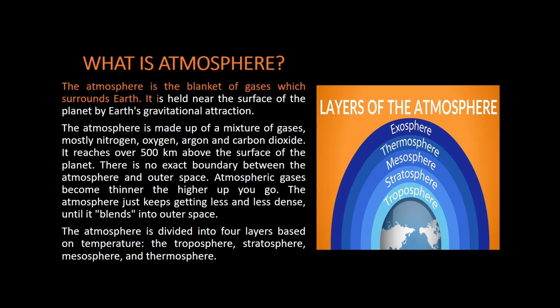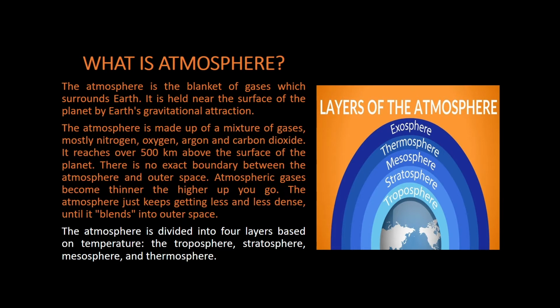The atmosphere is the blanket of gases which surrounds Earth. It is held near the surface of the planet by Earth's gravitational attraction. The atmosphere is made up of mixtures of gases, mostly nitrogen, oxygen, argon, and carbon dioxide. It reaches over 500 kilometers above the surface of the planet.